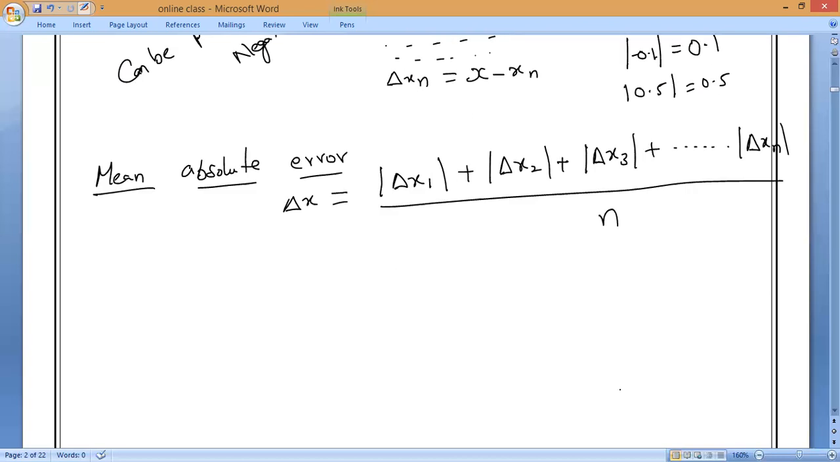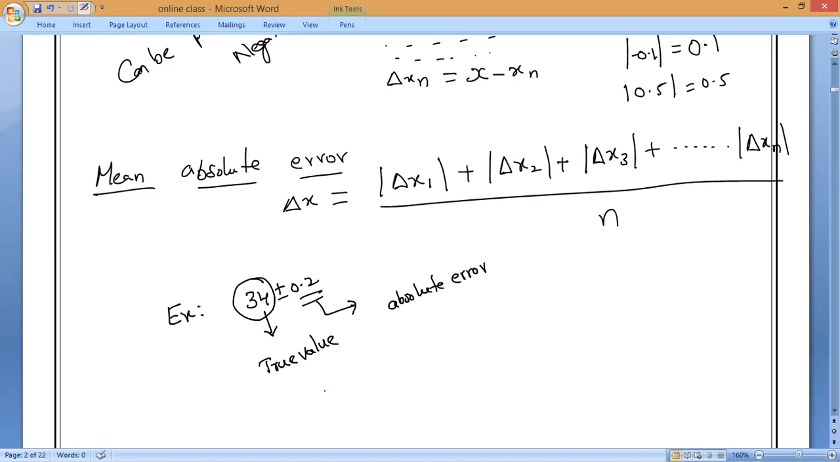If you want to write, for example, the mean absolute error, I'll write like this: 34 plus or minus 0.2. What does this mean? What is this 34? It is the true value. And what is plus or minus 0.2? It is the mean absolute error.